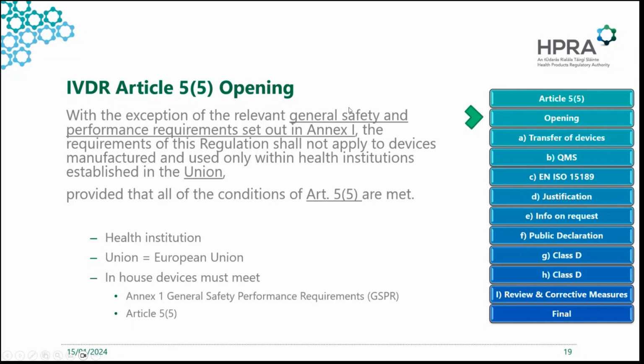So it says with the exception of the relevant general safety and performance requirements set out in Annex 1, that means that Annex 1 applies. And then provided that all of the conditions of Article 5.5 are met means that Article 5.5 also applies. So in short, this can be summarized by saying only health institutions within the European Union can benefit from this. And if you're manufacturing and using in-house devices, they must meet Annex 1 of the regulation and Article 5.5. And that's kind of setting the scene. So if you meet Annex 1 and the conditions outlined in Article 5.5, then you're compliant with the regulation.